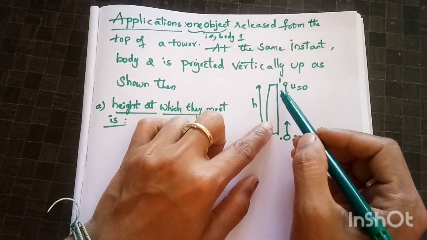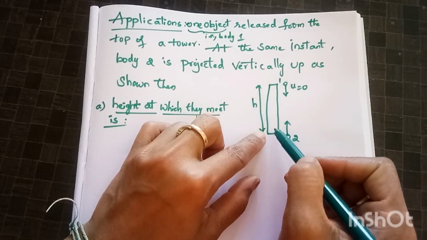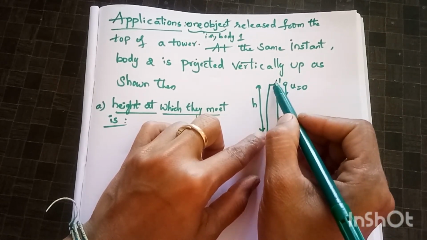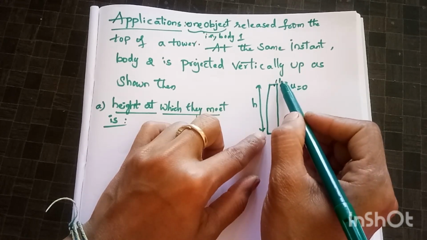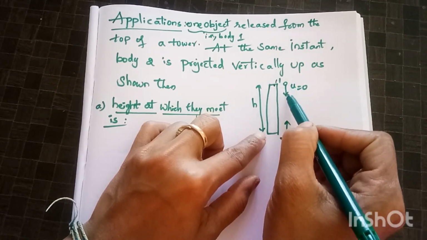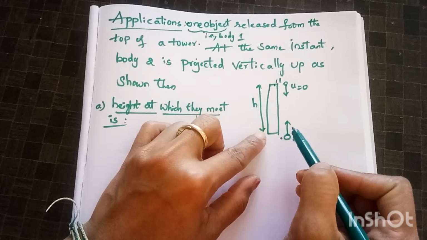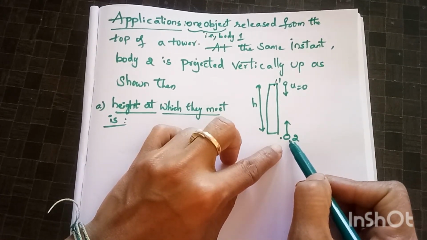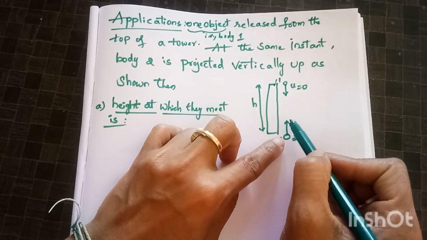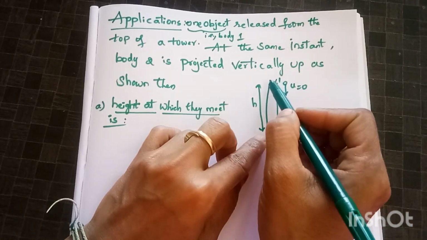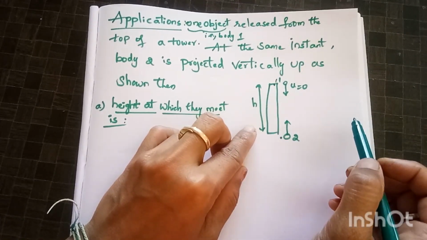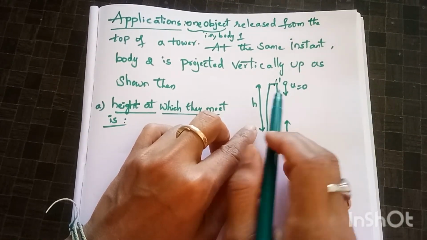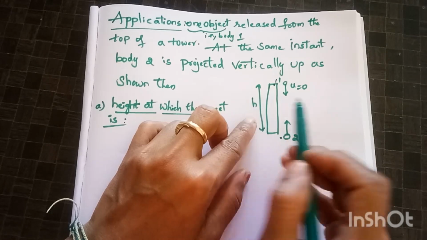Then see the figure here. Let us consider this is the tower, this is the top of the tower. At the top of the tower body 1 is released. At the same time body 2 is projected vertically up, and the height of the tower is h. We don't know the height of the tower, so we are considering the height of the tower as h.